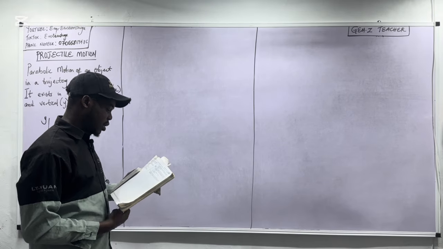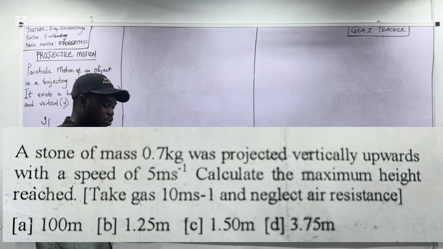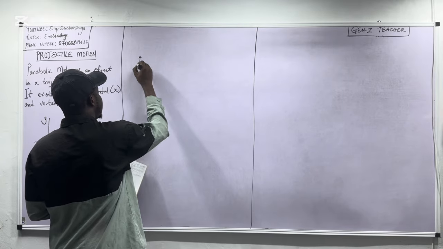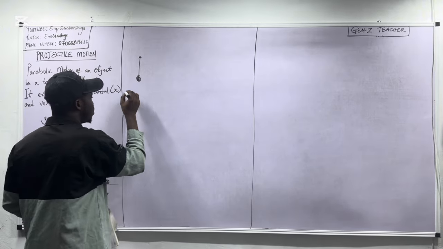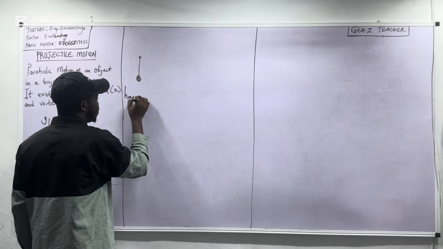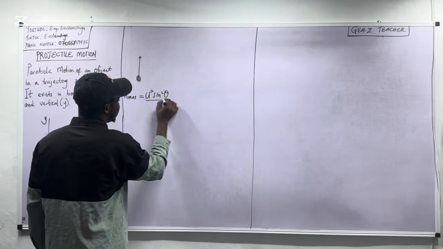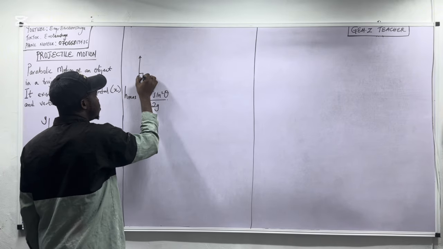Okay, it says a stone of mass, as shown on the screen, 0.7 kg, was projected vertically upward with a speed of 5 meters per second. Calculate the maximum height reached. Okay, so we are projecting the object vertically upward, meaning it's a vertical projection, and we are asked to find the maximum height. Recall that the formula for maximum height when given to you was u squared sine squared theta over 2g.